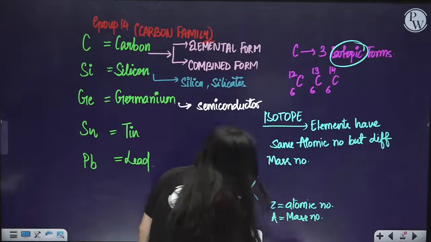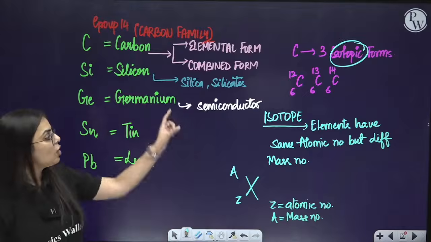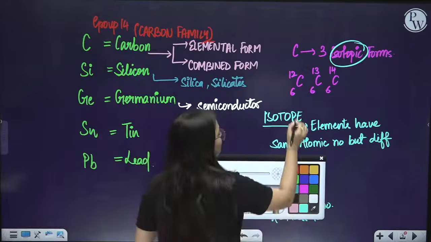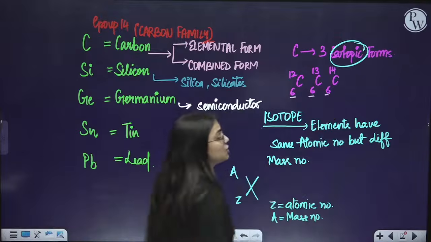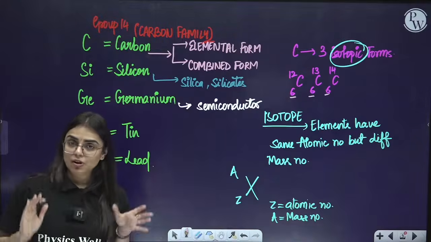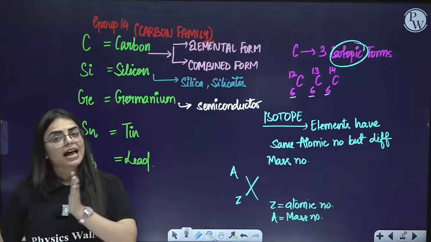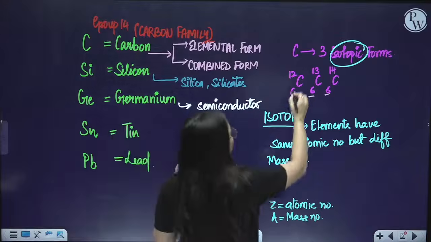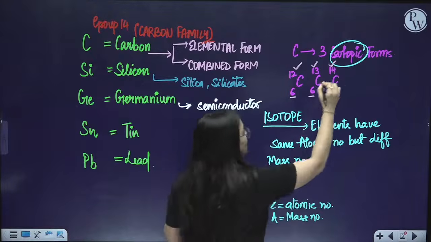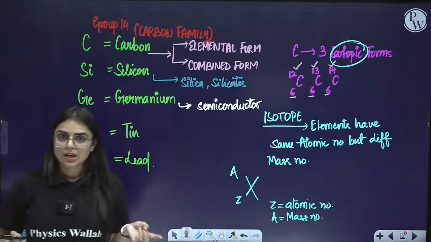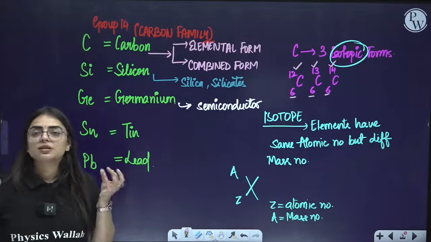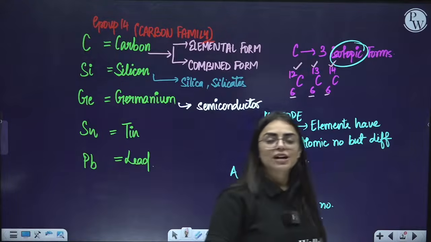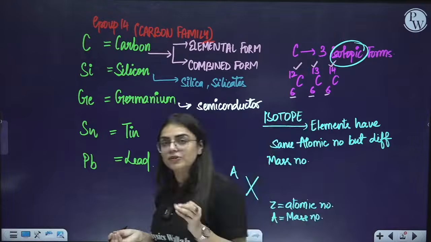Very simple part, very easy part, right? Now, in the three isotopic forms I have written over here, 6 represents your atomic number, which is the same in all three, while 12, 13 and 14 are your mass numbers, which are different in each. Now, what is mass number? Mass number is the atomic mass, or the sum of neutrons and protons.